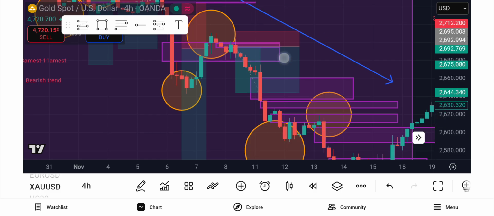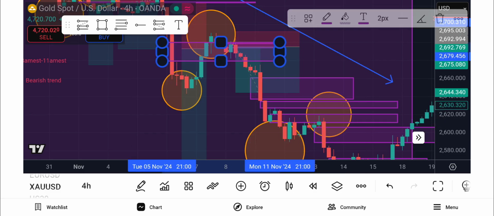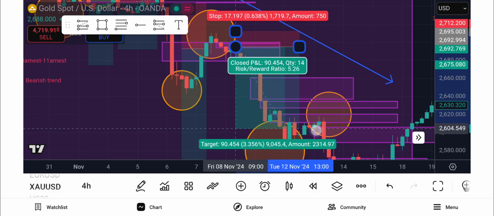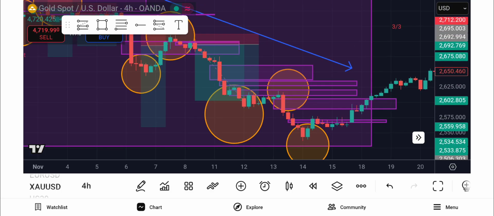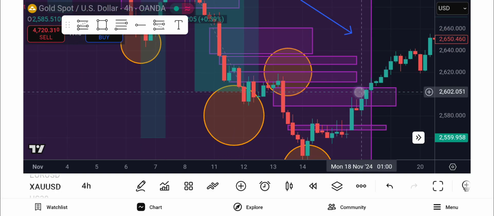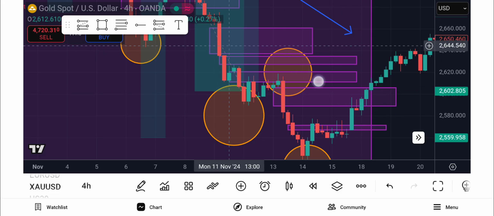So if you were like me and you decided to enter these, that's 5. So now you're up 100%. Right now, look, another fair value gap formed here. We're waiting for price to come back in here during time. Price never came back here during time, so we're just gonna ignore it.